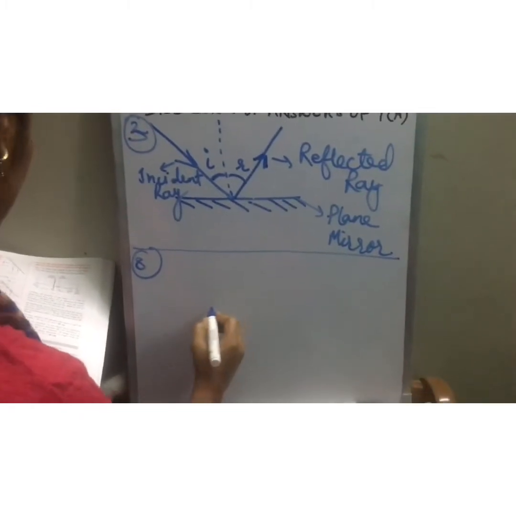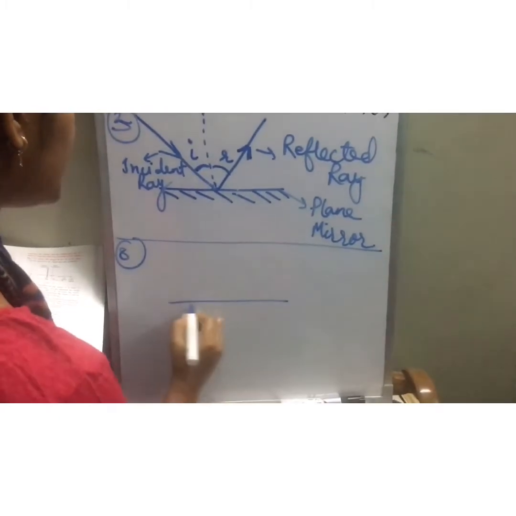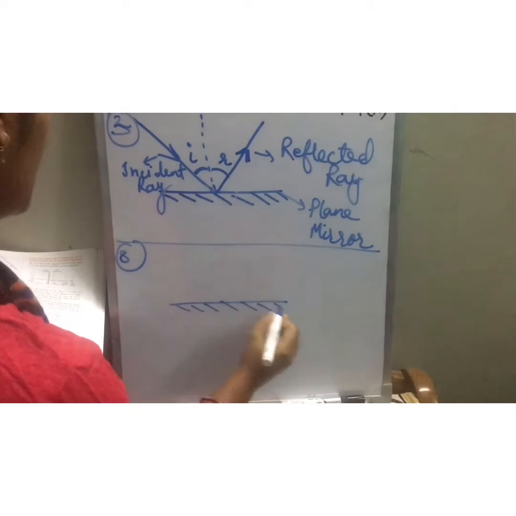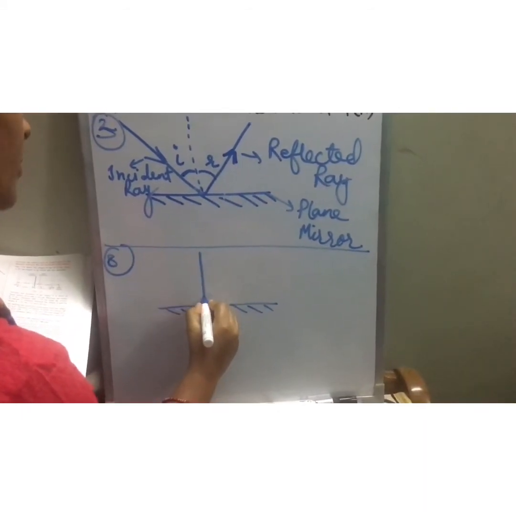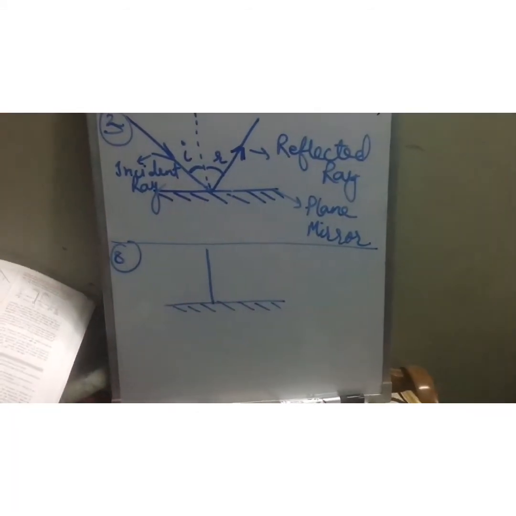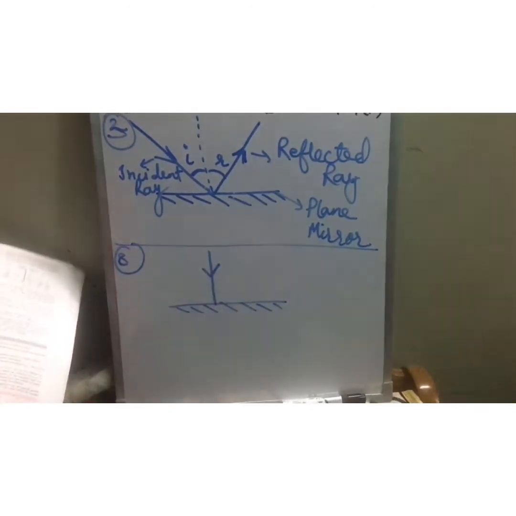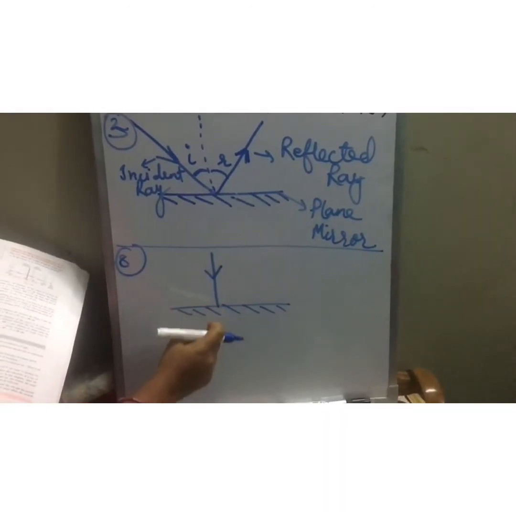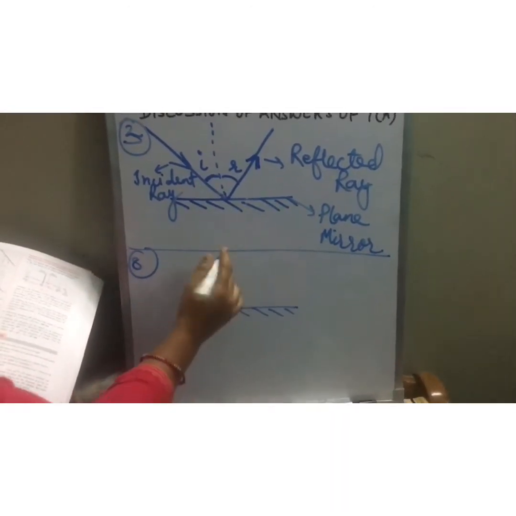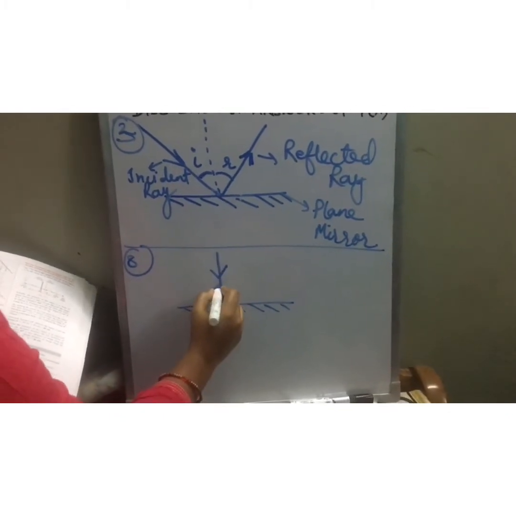A light ray is incident normally on a plane mirror. For example, this is a plane mirror and a light ray is incident normally. That means making an angle of 90 degrees. It is coming like this. Now, if it is coming normal, where will you draw the normal? Same normal, and it will reflect like that only.